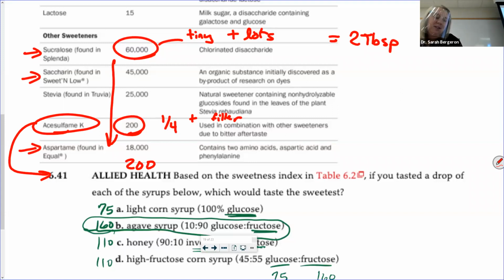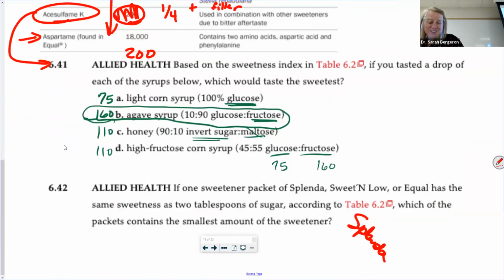I don't know why they did that. They could have just done one differently and it would have been fine, but okay. All right, kind of interesting, right?